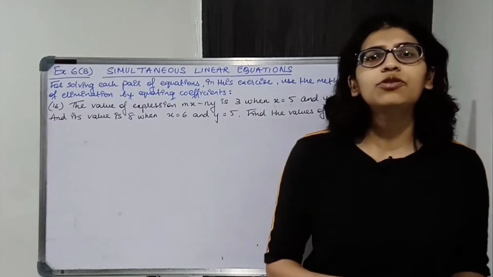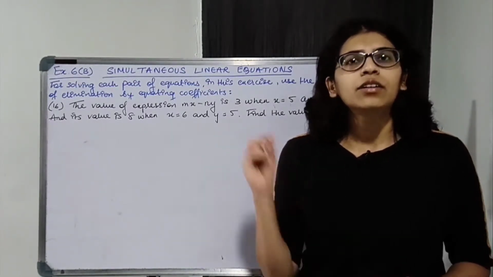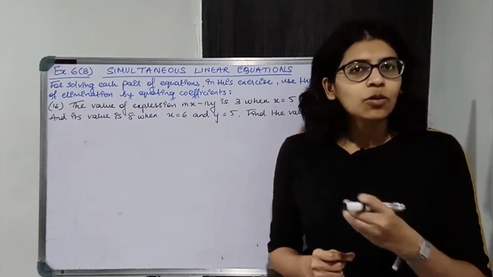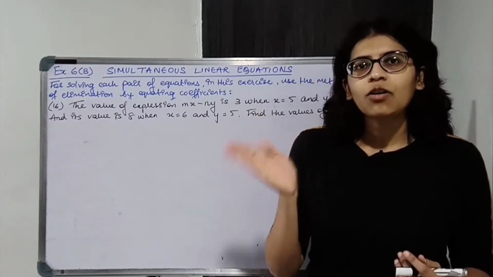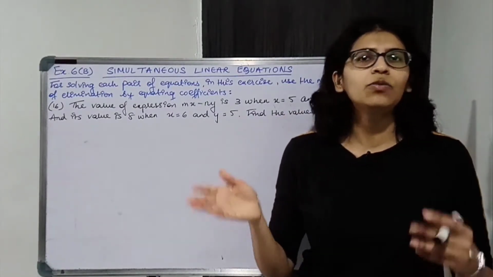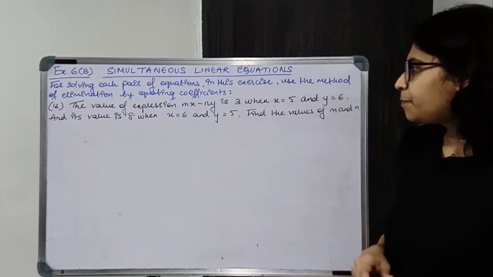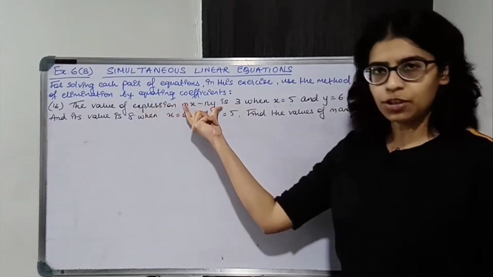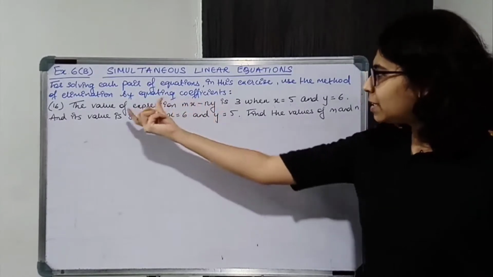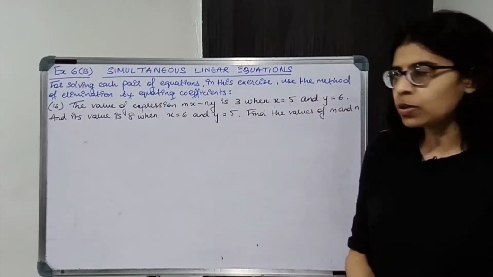Over here we have to use the method of elimination by equating coefficients. That is, take any one variable from both equations, either y or x, and make their coefficients the same, and then you will add or subtract the equations and solve. The expression is given to us, the equation is not directly given, so we have to form the equation over here.